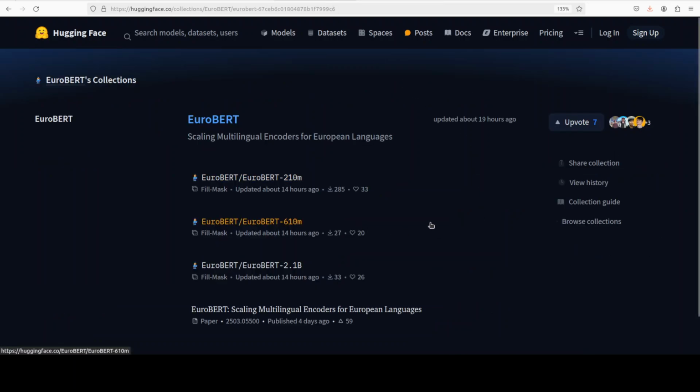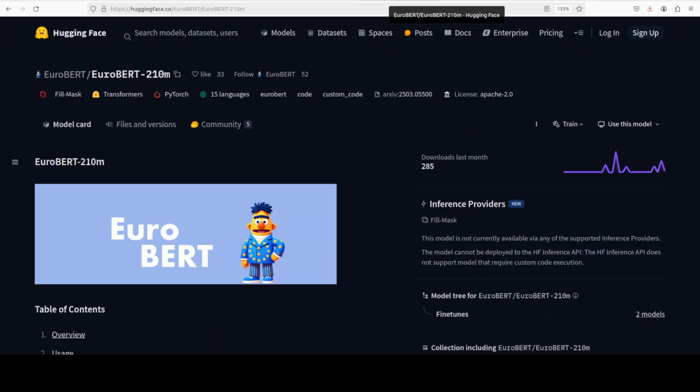EuroBERT comes in three flavors: 210 million parameters, 610 million parameters, and 2.1 billion parameters. In this video, we are going to install the smallest, 210 million parameter one, locally and we will see how it works. EuroBERT is a new multilingual encoder-based language model that has been designed to improve NLP performance for European and widely spoken global languages.